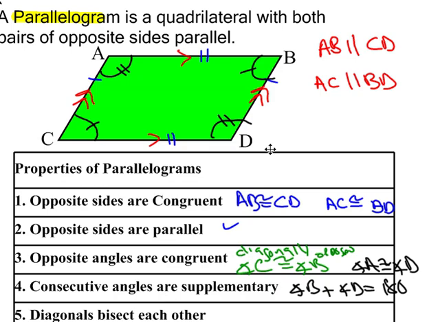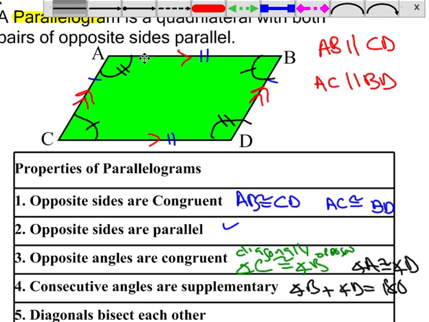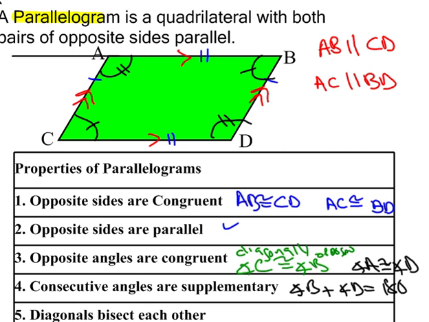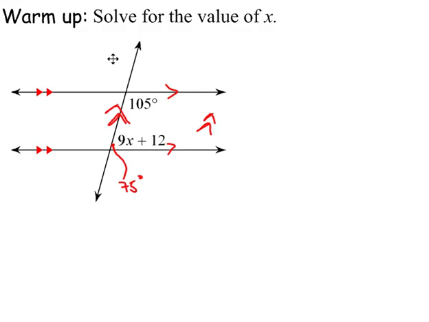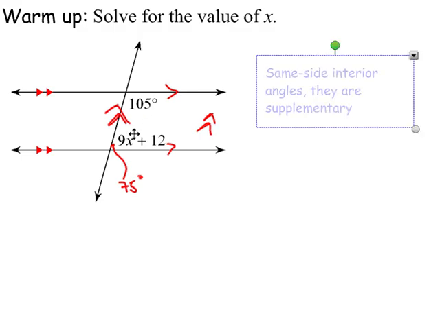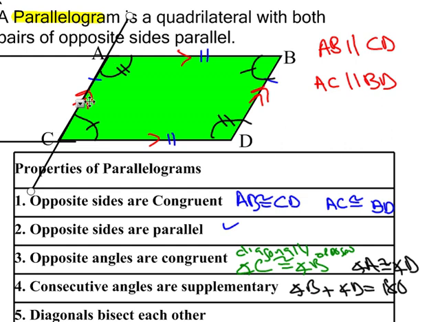But as you might imagine, going back to property 4, it makes sense that A and C are supplementary because if you recall, this parallelogram is formed from having two parallel lines cut by a transversal. So you'll see that A and C are same side interior angles, just like in our do now. You could think of A and C as same side interior angles.